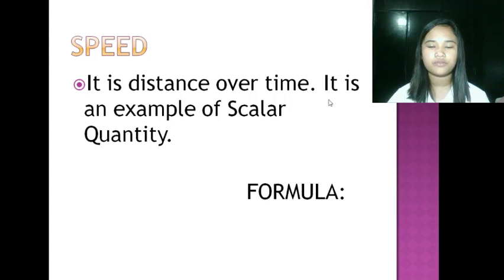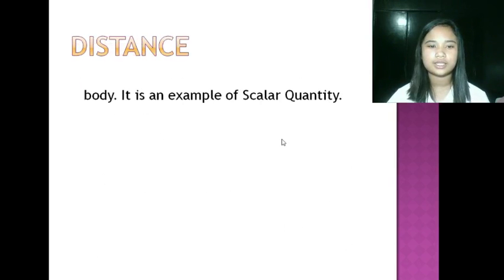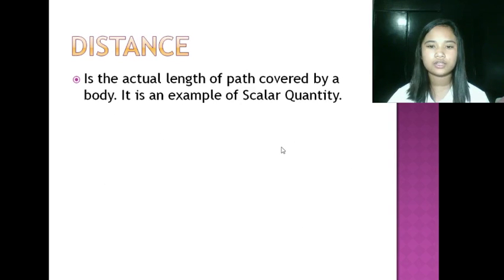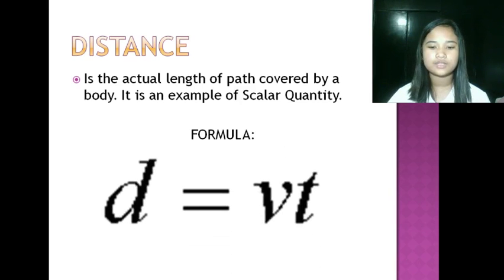To get the speed of an object, we use this formula: speed equals distance over time. Basically, we're gonna divide the distance over time. Second one, distance: the actual length of path covered by a body. It is also an example of a scalar quantity. On getting the distance, distance equals velocity times time.